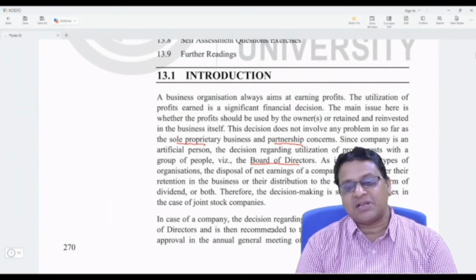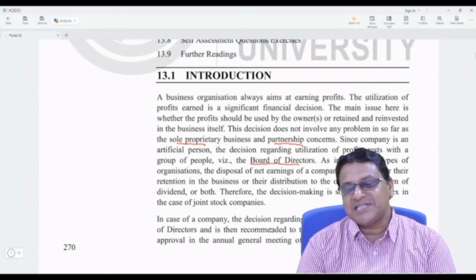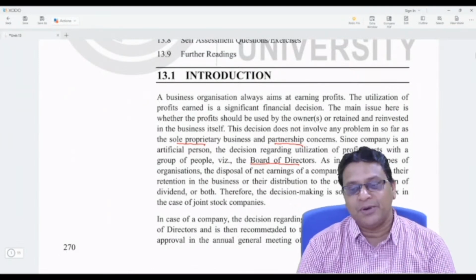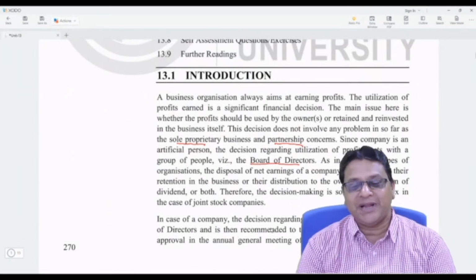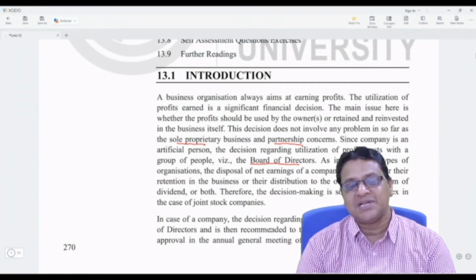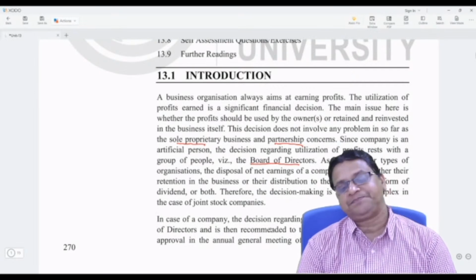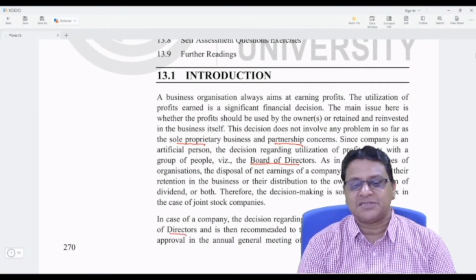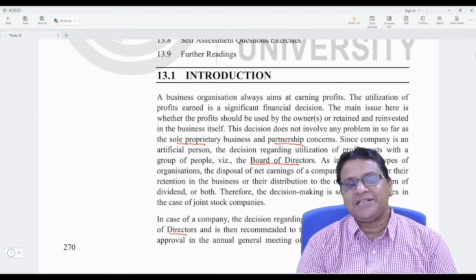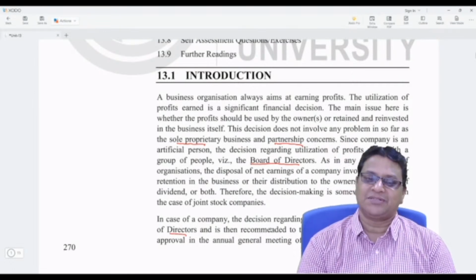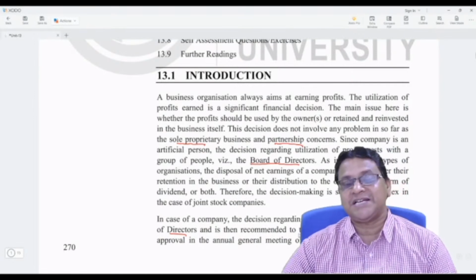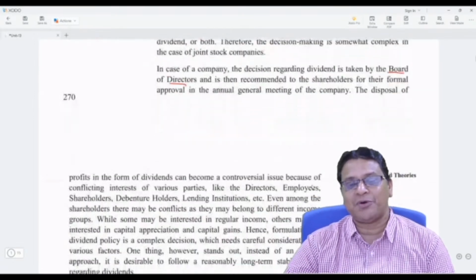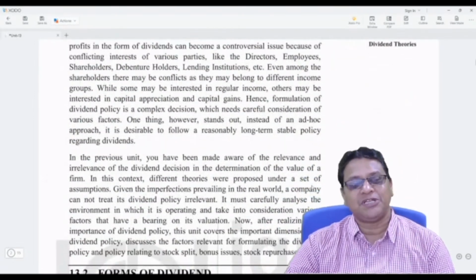The manager or the board of directors decides what percentage of profit is to be paid back to shareholders, and they put their recommendation before the shareholders in the AGM, and in the AGM shareholders approve this. So the decision is taken by the board of directors, but the dividend is to be taken by the shareholders. So there is a complexity in case of corporate form of business regarding dividend policy.